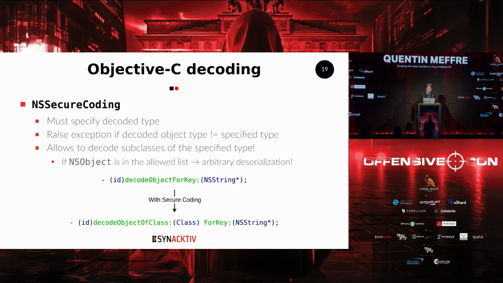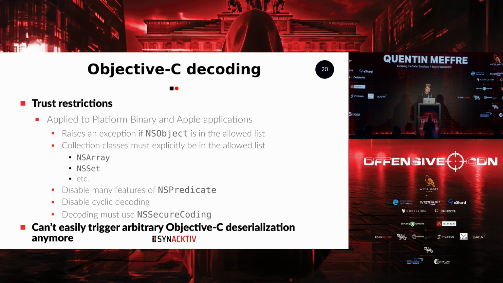And NSSecureCoding still has some interesting features. For example, it allows decoding subclasses of the specified type. So if someone sets the NSObject class into the allowed list, then the attacker will be able to decode arbitrary Objective-C objects, because every Objective-C class inherits from the NSObject class. So to fix this issue one more time, the developers implemented the trust restrictions, which are applied to each platform binary and each Apple application.